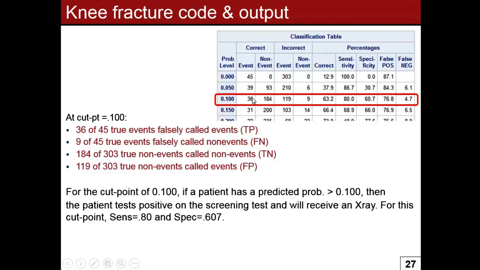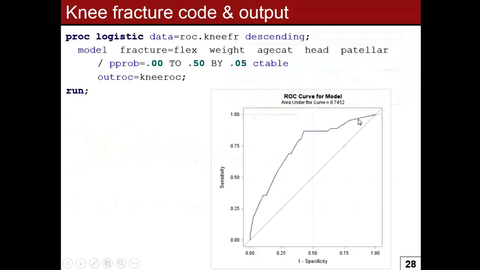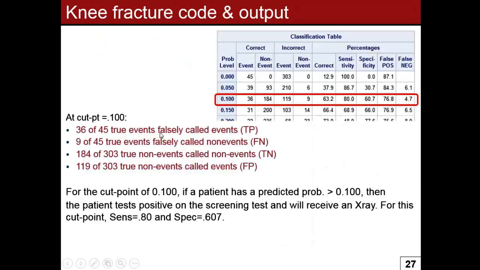This is the number of true positives, and this is the sensitivity. 36 over 45 equals 80%. I'm sorry, this should say true, and this is SAS using double negatives. But you can use this to say 36 out of 45 total cases were called cases. That's sensitivity 80% and so forth.